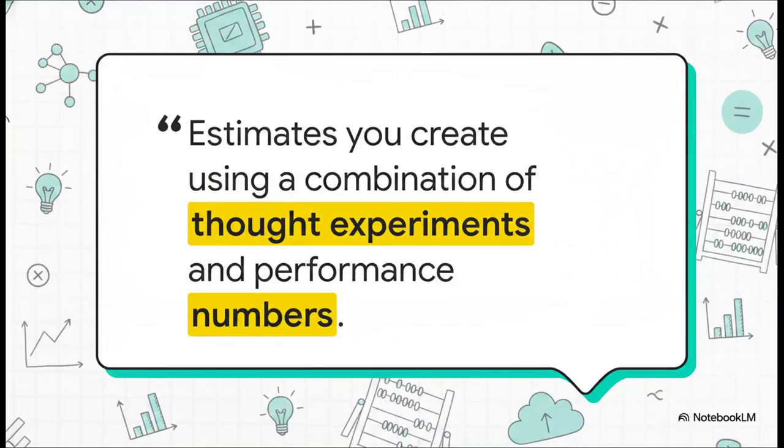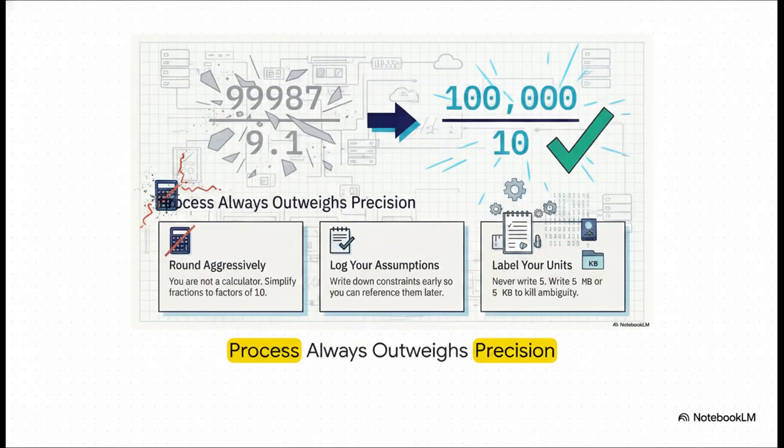To get our heads in the right space, take a look at this quote from Google's Jeff Dean. He points out something crucial. These calculations are really just a mix of thought experiments and common performance numbers. Listen, the goal here isn't to show off your math skills or act like a human calculator. It's about proving, practically, that your design is actually going to survive contact with the real world and hit those system requirements. And honestly, this brings us to our first major rule.